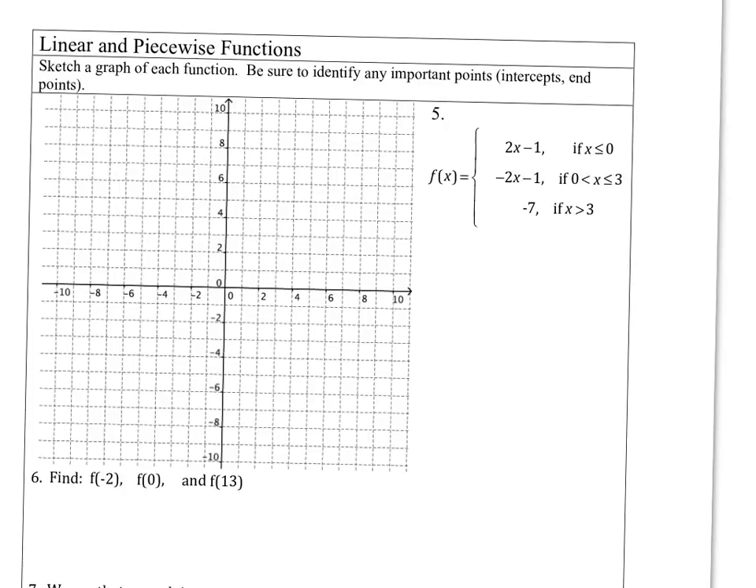First up, we've got 2x minus 1 if x is less than or equal to 0. Negative 2x minus 1 if 0 is less than x, which is less than or equal to 3. And then y equals negative 7 if x is greater than 3. A couple things I'd like us to notice. This notation is new to us, and it's written like this in lieu of what we've been doing with braces. This means the same thing as 3 separate lines where each of them could be written like this: y equals 2x minus 1 with the domain x is less than or equal to 0.